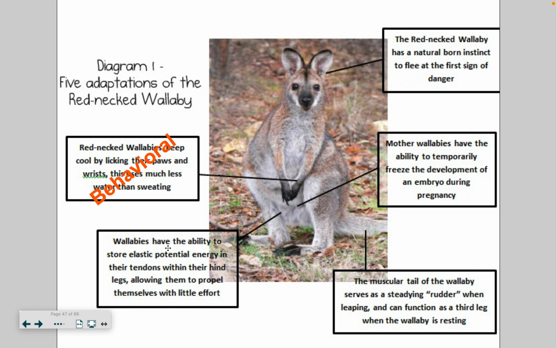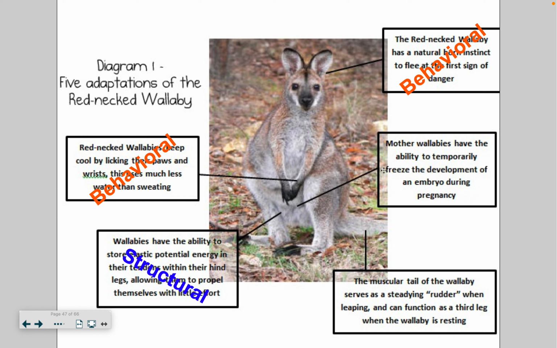They're licking their wrist. Wallabies have the ability to store elastic potential energy in their tendons within their hind legs, allowing them to propel themselves with little effort. Structural, behavioral, or functional? This is structural. They're talking about the physical characteristics, these hind legs that are super powerful and springy that allow the wallaby to move quickly in its environment. The red-necked wallaby has a natural-born instinct to flee at the first sign of danger. Is this structural, behavioral, or functional? This should be behavioral. They don't mess around with danger. They run away from it as fast as they can.